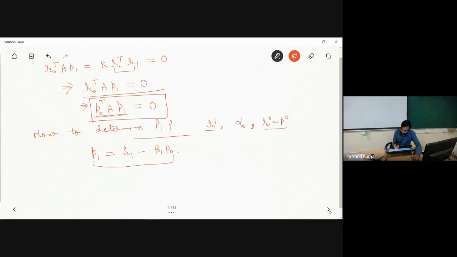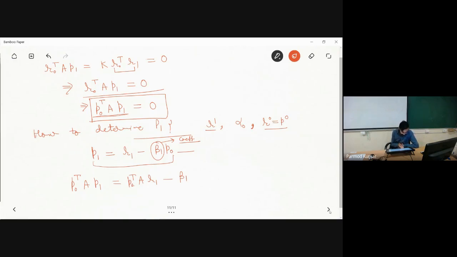So I have to pre-multiply this equation with P naught transpose A. If I multiply with P naught transpose A, it will become P naught transpose A P1, which will be equal to P naught transpose A into R1 minus beta 1. So this beta 1 is once again some coefficient we have considered, which represents how much weightage we will take of the previous direction. For that we have used this coefficient beta over here.